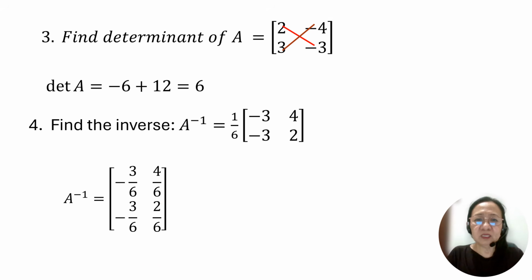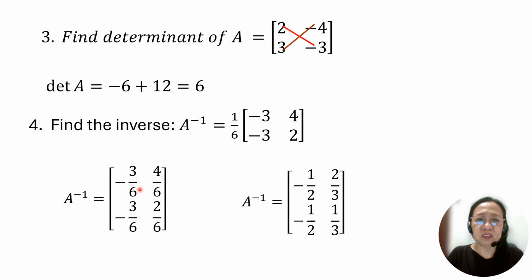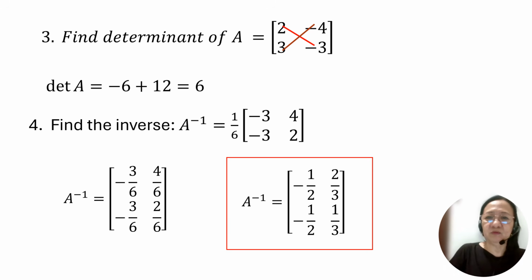Now, lastly, we have to simplify our results. So for the inverse, we have here negative 3 over 6, which is the same as negative 1 half. 4 over 6 is simplified. Common here is 2, so we arrive at 2/3. And then negative 3 over 6, common is 3, so we arrive at negative 1 half. And with 2 over 6, common is 2, so we arrive at 1/3. Therefore, this is now our inverse of the matrix A.